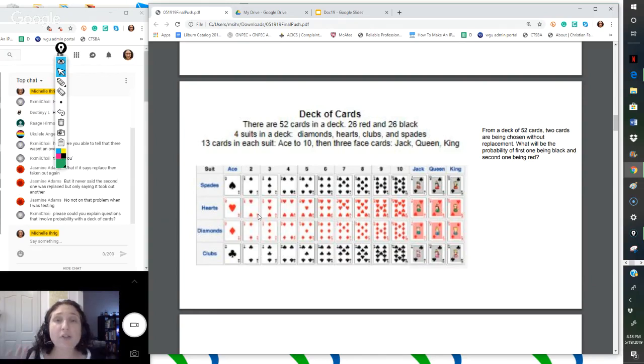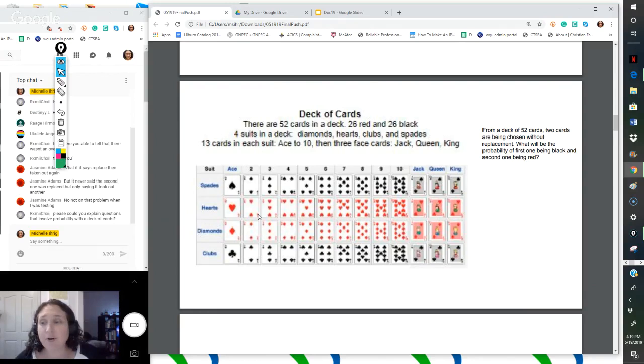There are 4 suits in the deck. Of the red, the 2 reds are hearts and diamonds. And it makes sense. A heart, you think of a red heart. Diamonds, I guess, well, never mind. We won't talk about blood diamonds, but red, okay? The 2 black ones are spades and clubs.